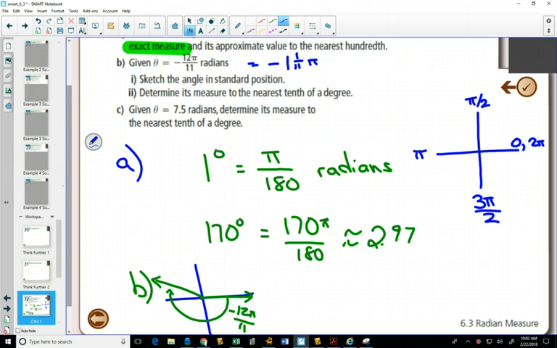So does that make sense how I could come to draw this angle in standard position? I need to go in the negative direction. I need to go a little bit more than pi. So I need to go more than half and just 1/11th more.